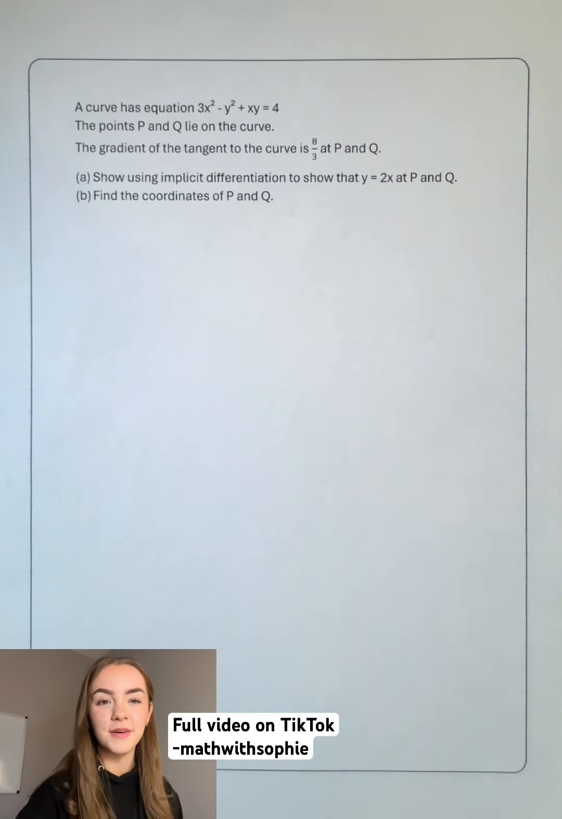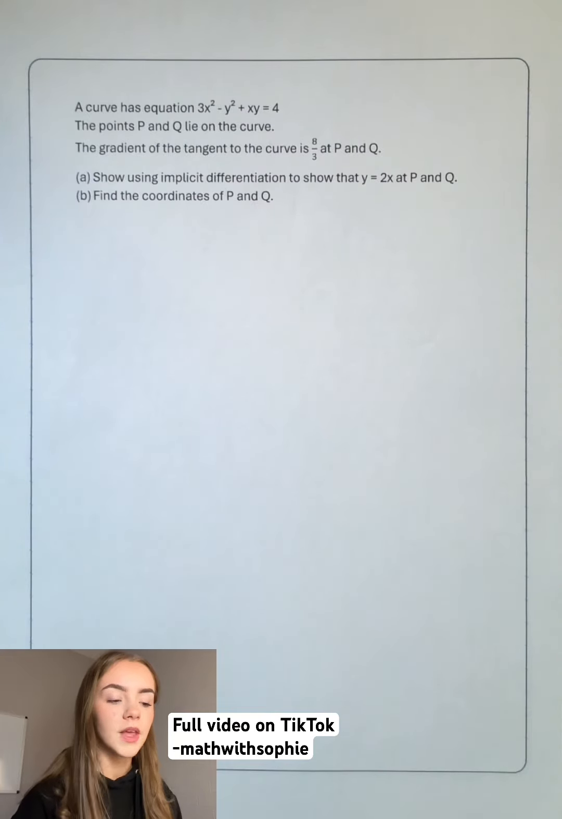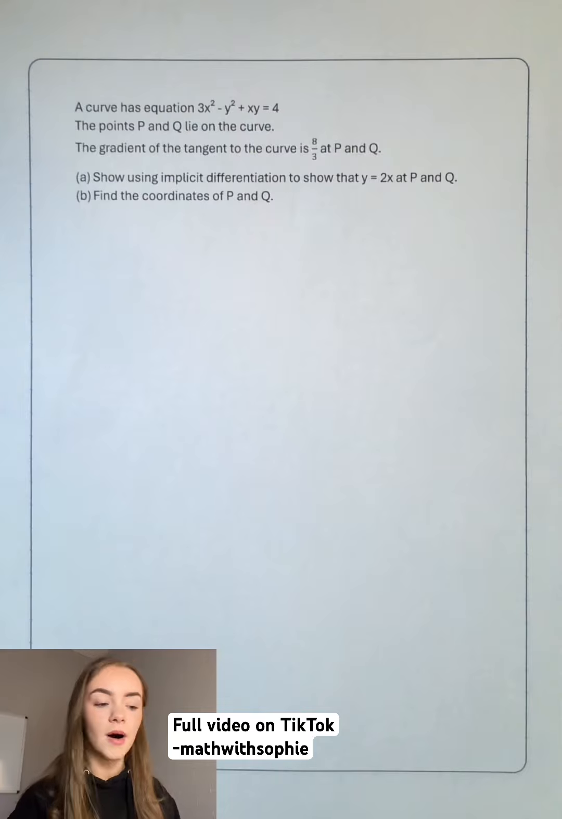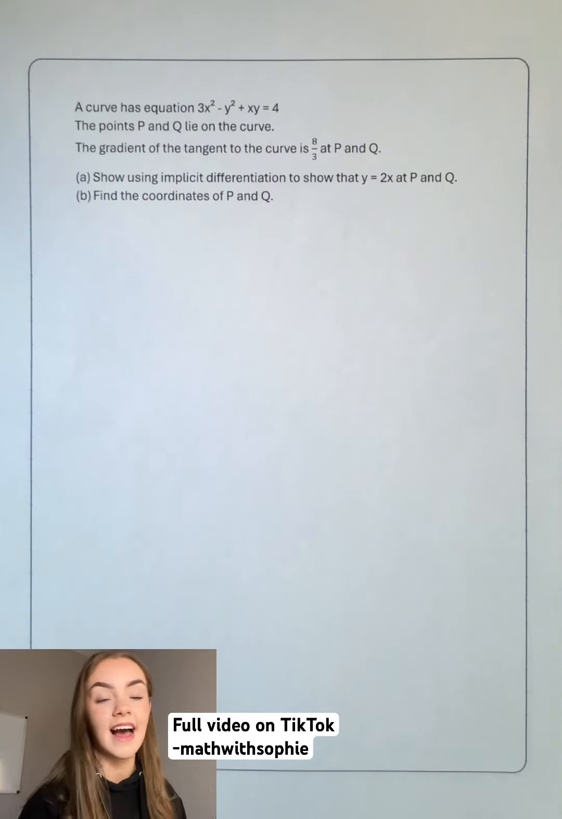Pause the video, have a go at this question, and then we'll have a look at it together. A curve has equation 3x squared minus y squared plus xy equals 4. The points P and Q lie on the curve. The gradient of the tangent to the curve is 8/3 at P and Q. Part A, use implicit differentiation to show that y is equal to 2x at P and Q.